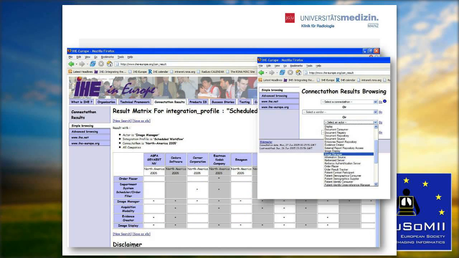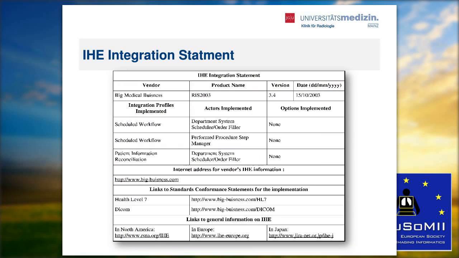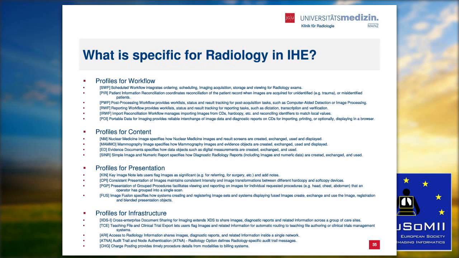Finally, you will find the results in a web page. You can check for the different connectathons and different profiles, different companies. You can see which company has which profile available today. And companies are urged to provide this information also in integration statements.